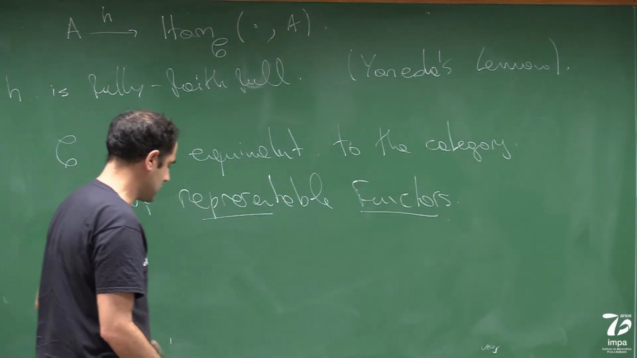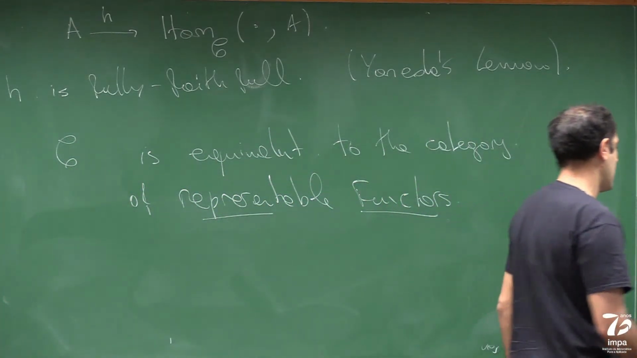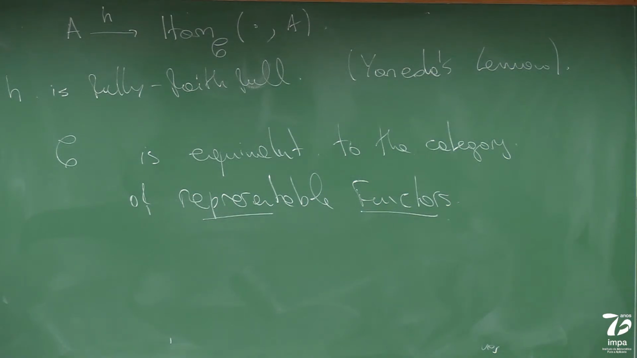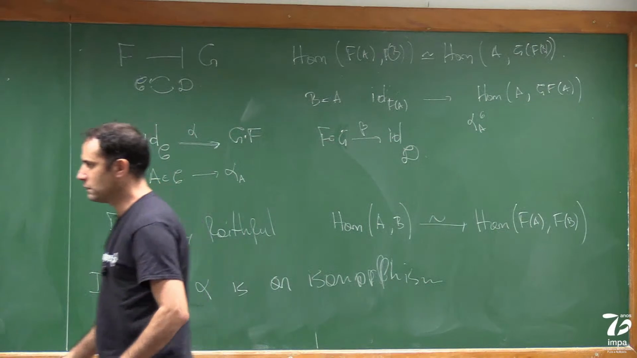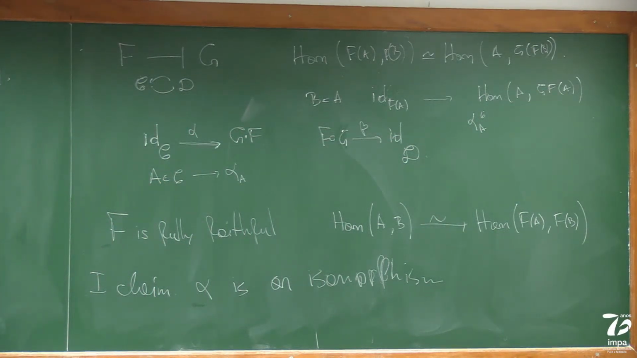Okay, so I want to claim this, that alpha is an isomorphism, and I'm going to use that lemma. And probably beta is going to end up being an isomorphism. Let's check that.